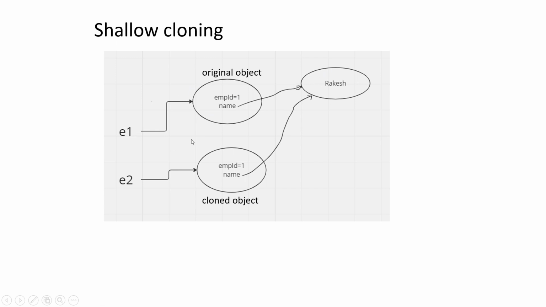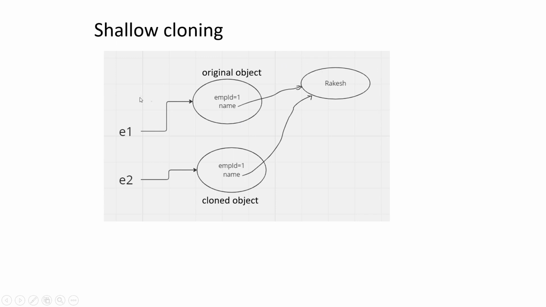Now I cloned it using shallow cloning. What happens is it created one object. This is the cloned object, an exact copy. Here employeeId is a primitive type, so the variable got copied along with its value, but name is a reference type. Only the reference variables are copied, not the object. That means this reference variable is also pointing to the same old object. That means two objects are sharing the reference variable pointing to the same object.